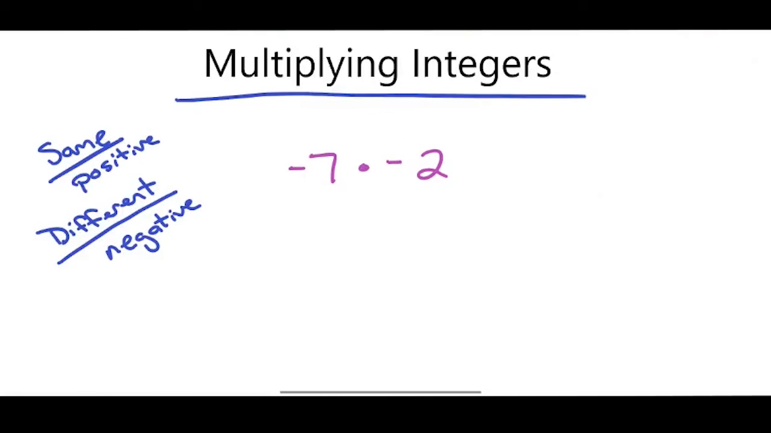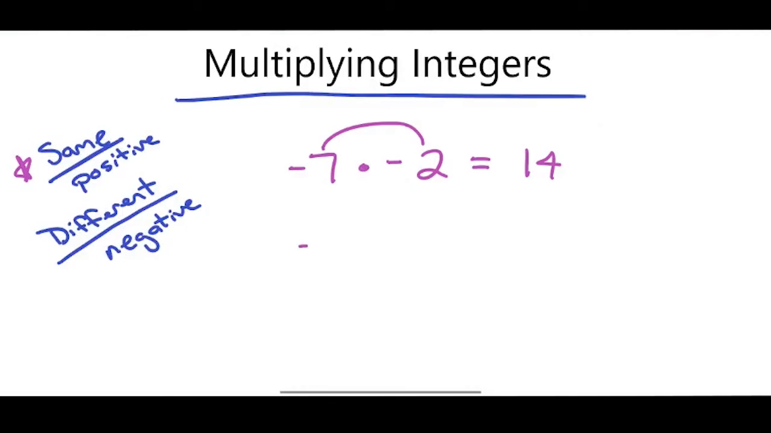So let's say we have negative 7 times negative 2. Well, they are both negative, so that means that they have the same sign. That means that my answer will be positive. Well, 7 times 2 is 14. And because it's positive, we will just call it 14. So negative 7 times negative 2 equals 14.